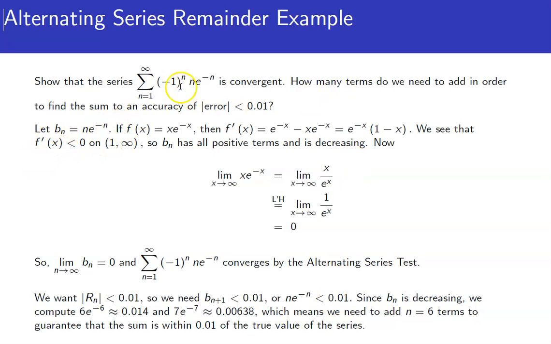All right, so we notice that this is really an alternating series. Here's your alternating part, and these pieces are all positive. We need to show that it's decreasing and has a limit of 0.